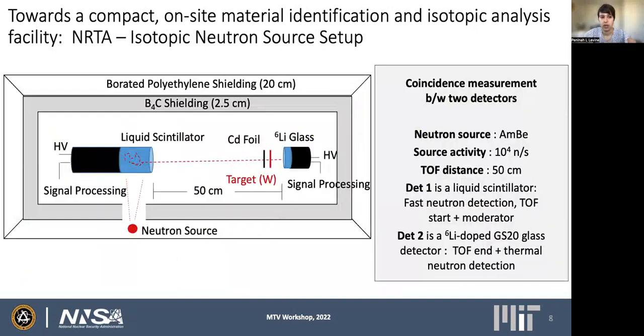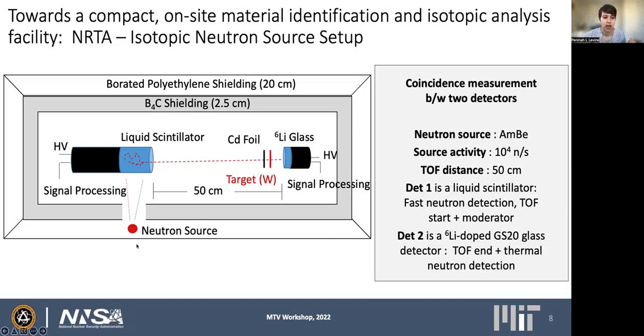Specifically here, what we're doing is generating the beam using an isotopic neutron source. So in this case, an AmBe source. And just for scale, that will reduce the time of flight distance. In current facilities, we might see 25 meters, but we don't need that level of precision. So our site would have just about a half meter to 1 meter or so time of flight distance.